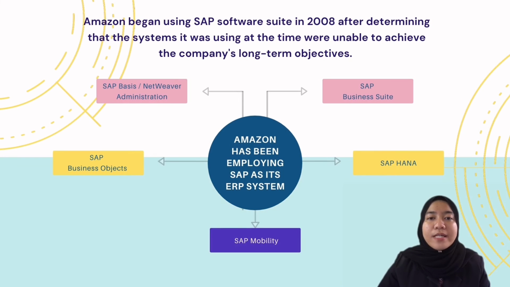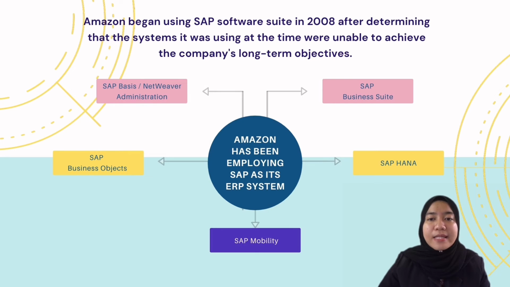Next, for its business procedures, Amazon has been employing SAP as its ERP system. Amazon began using the SAP software suite in 2008 after determining that the system it was using at the time was unable to achieve the company's long-term objective.